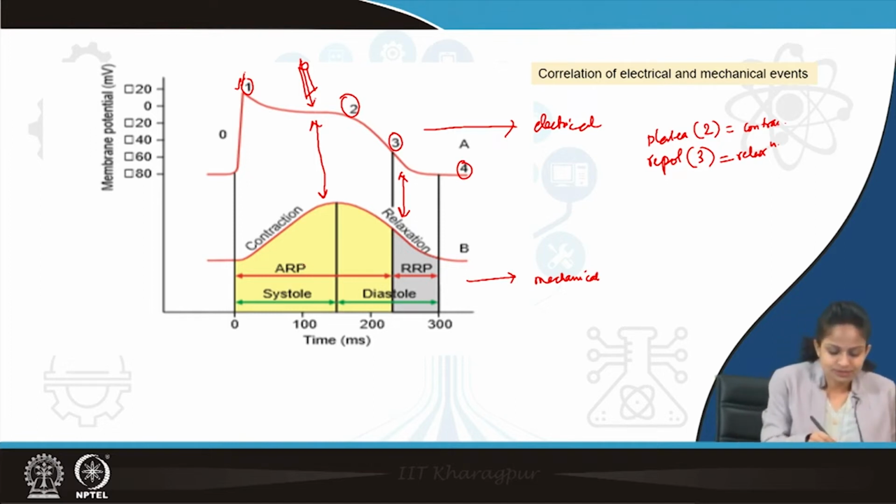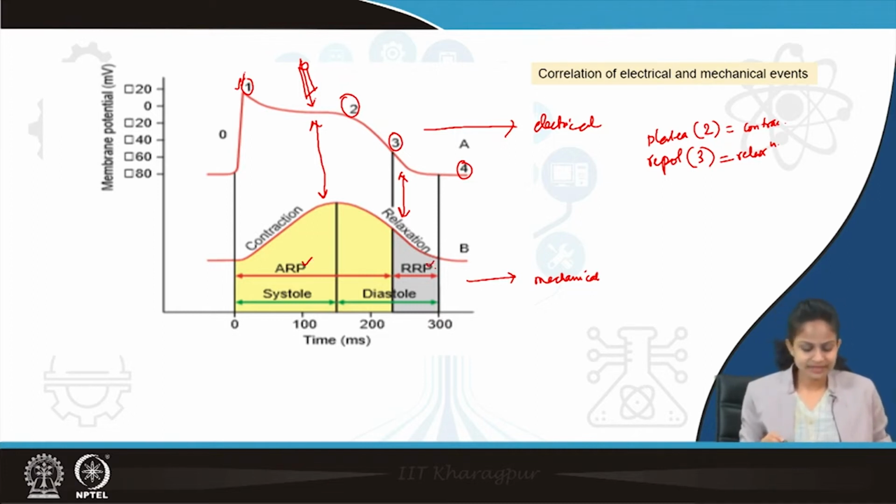So, with this we can see there are two phases we are getting in the mechanical event. We get the absolute refractory period and the relative refractory period. The absolute refractory period extends from the beginning of the contraction till the 2/3 of this total action potential duration or the total mechanical event duration. Now, in this absolute refractory period, even if you apply a second stimulus, there will not be any action potential generated.